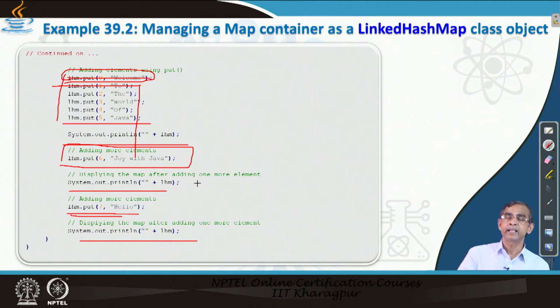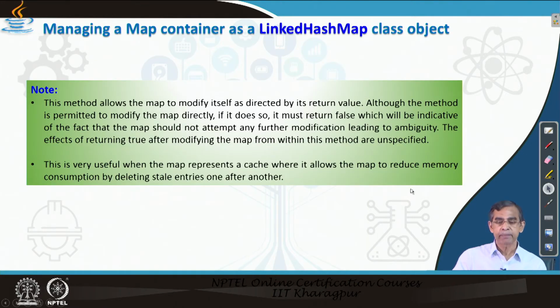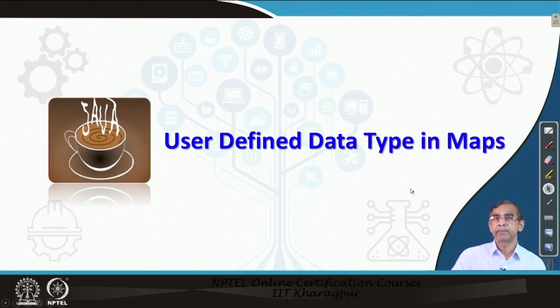So, this basically tells how automatic popping takes place when you push some element into it, and this is the new characteristic in the linked hash map. It is not available in other classes like hash map or TreeMap. So, this is about the eldest method that we have defined.